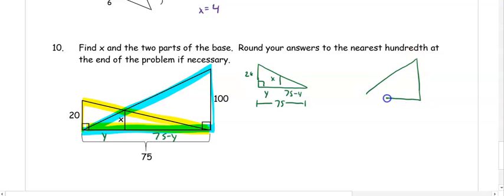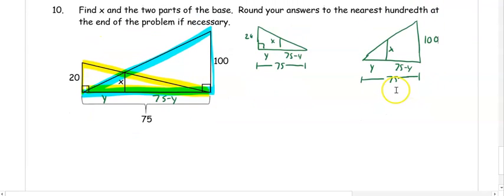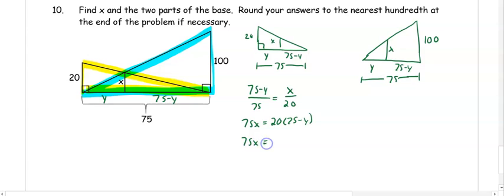And our larger triangle, we have y, 75 minus y. This whole side is 75. And this whole length is 100. So in the first triangle, if I were to set up a proportion, I would have 75 minus y over the whole length 75 equals x over 20. And when I cross multiply, I get 75x equals 20 times 75 minus y. When I distribute, 75x equals 1,500 minus 20y. Now I'm stuck because this has an x and y.